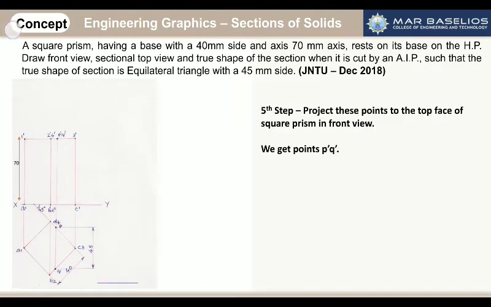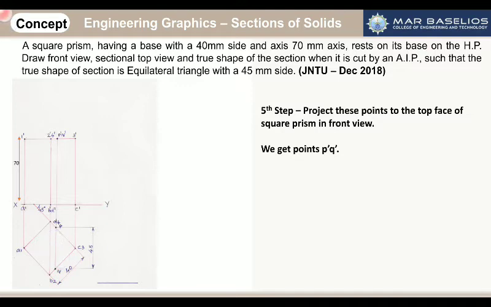Next, you have to project P and Q towards the front view. In the front view, you project it till the top face of the square prism and you will be getting P dash Q dash. So we were getting P and Q in the top view. You project PQ upwards till the top face of the cube, you will be getting P dash Q dash. This vertical length should be 45 mm.